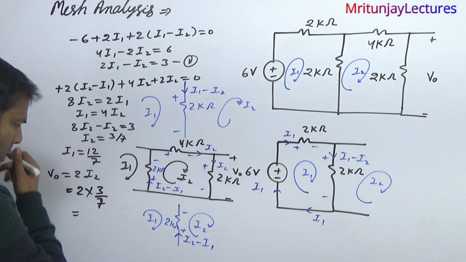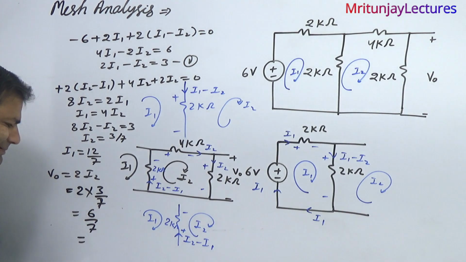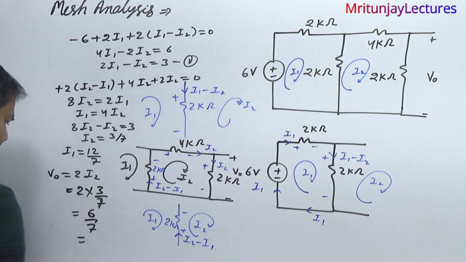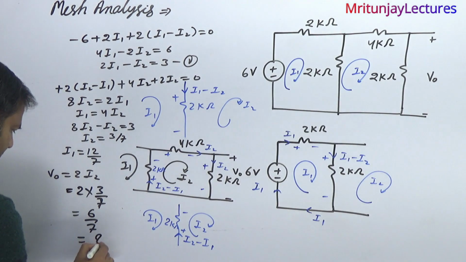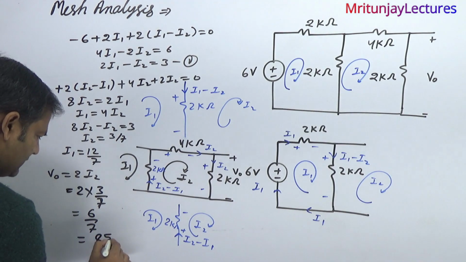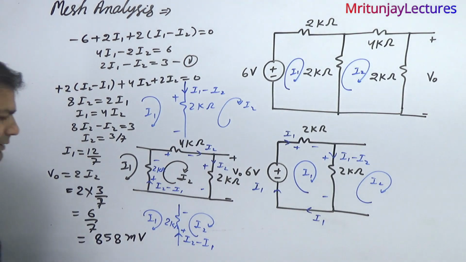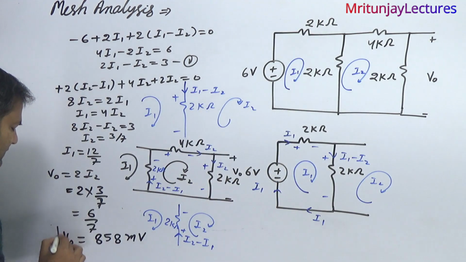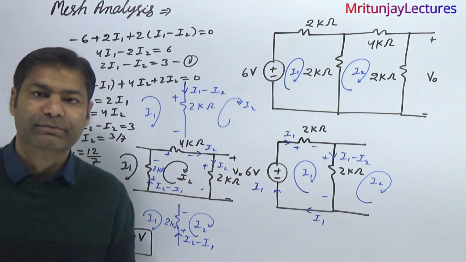That is 6 by 7. Voltage is 6 by 7, which means 858 millivolt. V naught is the final answer. Very clear.